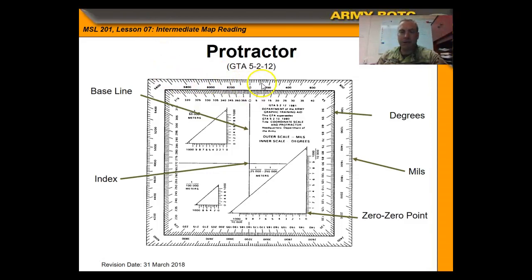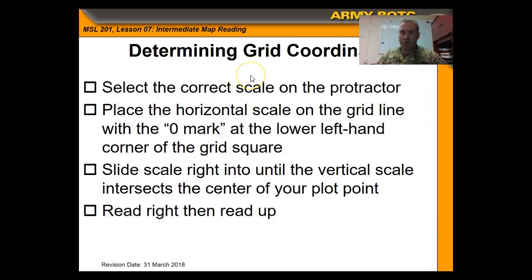The outer scale depicts your mils. There are 6,400 mils in a circle. So 6,400 mils in 360 degrees. And the mil scale is used primarily for indirect fire purposes, because indirect fire assets prefer to compute fire support using mils because it's more accurate than degrees. But with new technology nowadays, you can just punch in a regular grid coordinate and it'll convert it to mils. But still, it's more accurate if you can give some kind of fire support element mils. Anyway, don't worry about that right now. So with that in mind, let's talk about how you determine your grid coordinates.